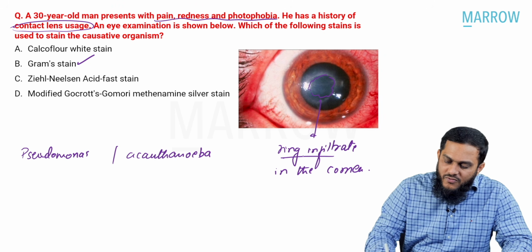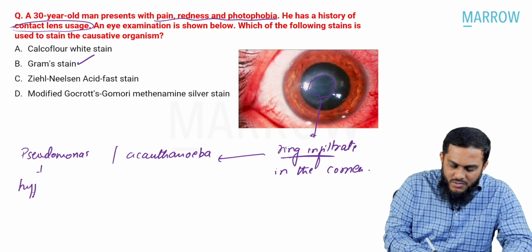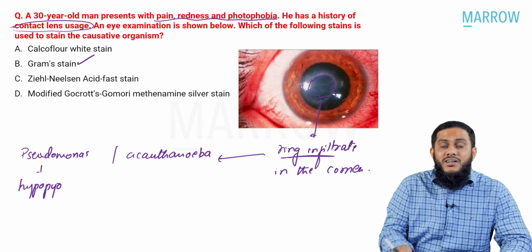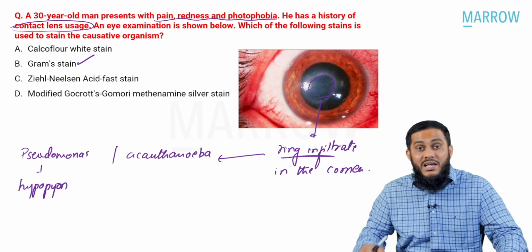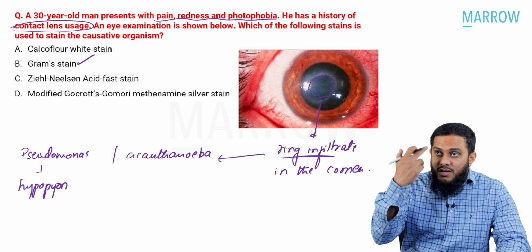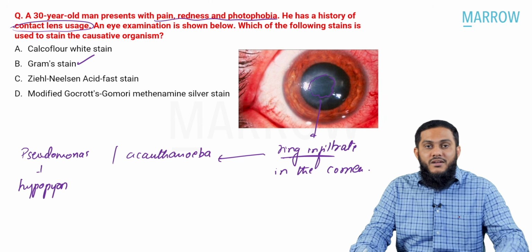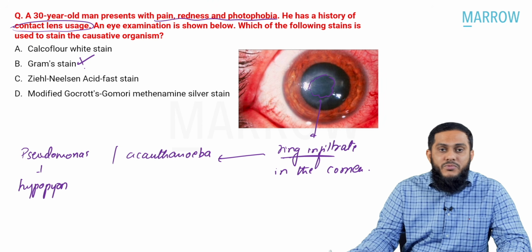But sir, ring infiltrate goes in favor of Acanthamoeba. With Pseudomonas, you see hypopyon. Right. Question integrated with ophthalmology. Pseudomonas manifests with hypopyon. Acanthamoeba manifests with ring infiltrate. The image is telling. See the ring infiltrate in the cornea. It is caused by Acanthamoeba. So with Acanthamoeba, we won't use gram stain.